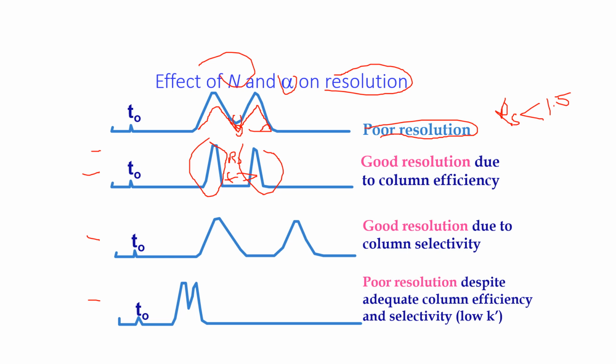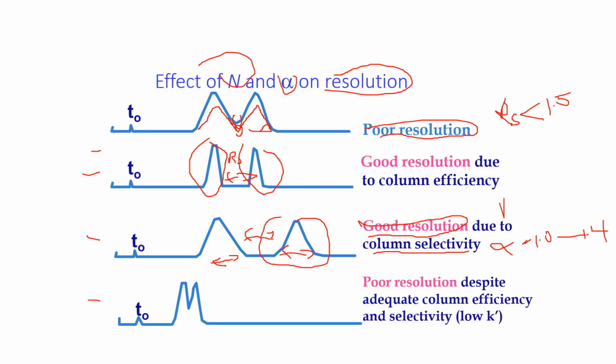And then what happens if you still have good resolution, but broader peak? In this case, the resolution that you get is good because of the column selectivity, alpha. Alpha here, column selectivity, is between 1.0 to 1.4. So it is depending on that only, but the N itself is low. The N, the efficiency, is low because it's not slim like this. It's broad. Band broadening must be happening there.